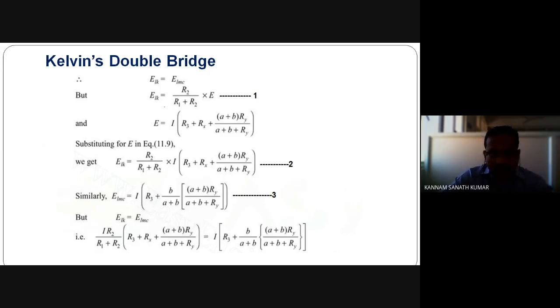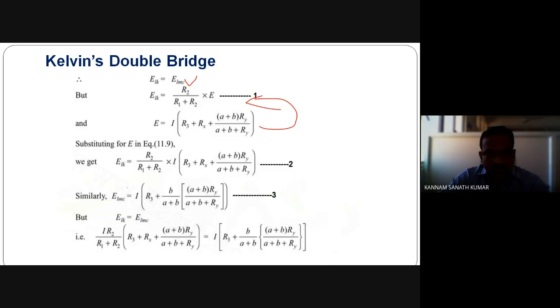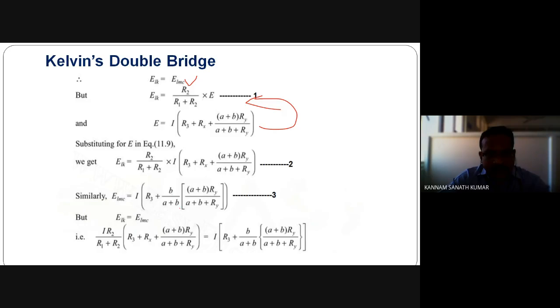Now you substitute this E equation in the above equation. So what you are getting? ELK equals R2 by R1 plus R2 into I into R3 plus Rx plus A plus B into Ry divided by A plus B plus Ry. Similarly, you have to find out ELMC. So ELMC, if you want to find out, I into R3 plus B by A plus B, A plus B into Ry by A plus B plus Ry. So this is the expression for ELMC.